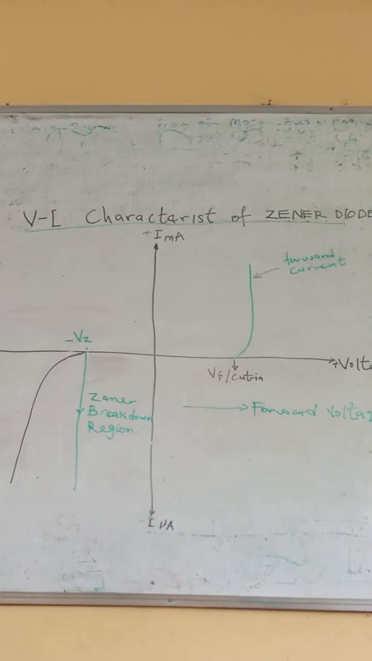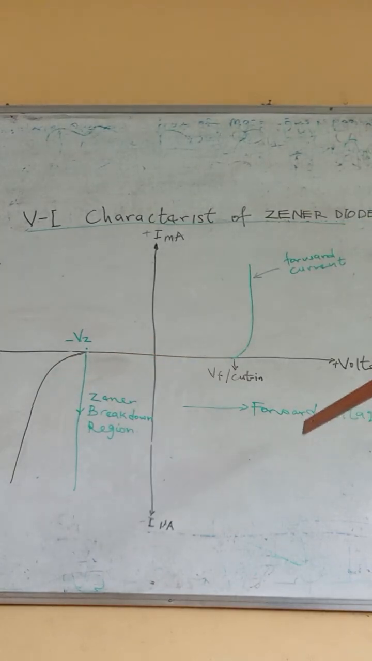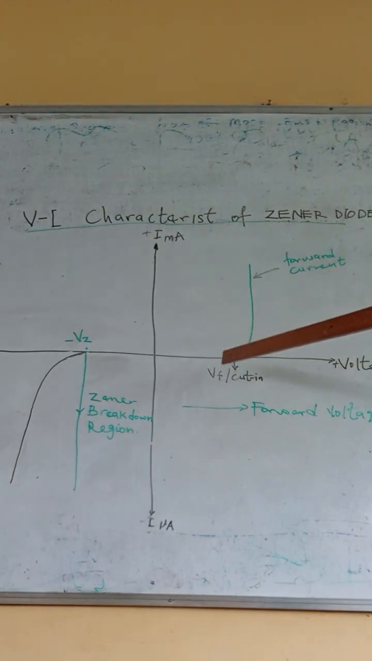Now let's look at the graph of the Zener diode, the VI characteristic. Just like the PN diode, it has forward bias condition and reverse bias condition. This is the forward bias condition. This is the reverse bias condition. At forward bias, it behaves just like a PN diode. When it reaches a particular voltage, conduction will start, and it will continue to allow current to flow.